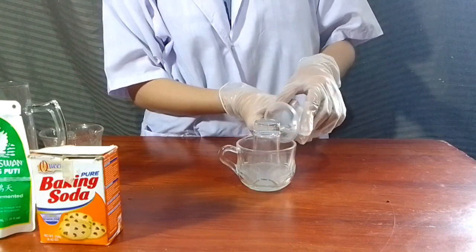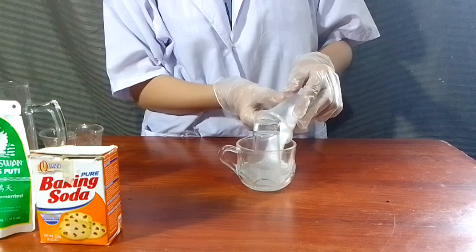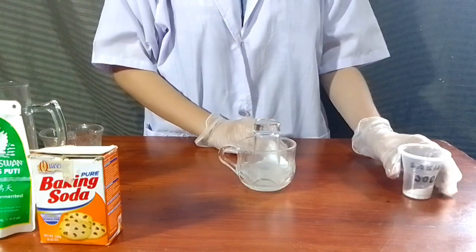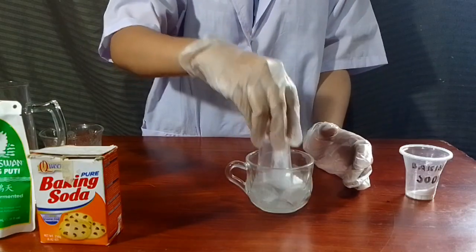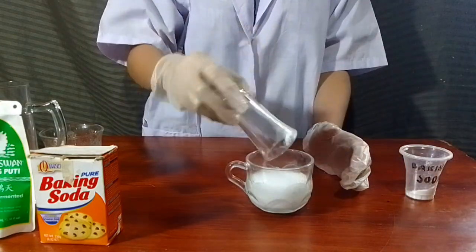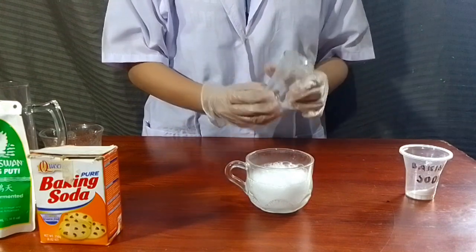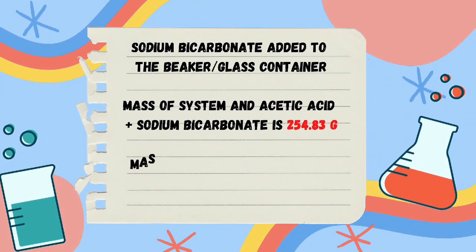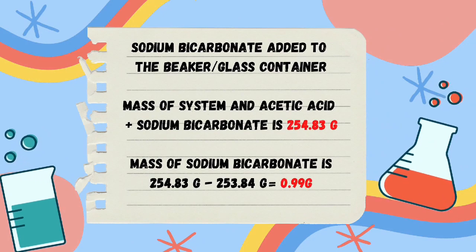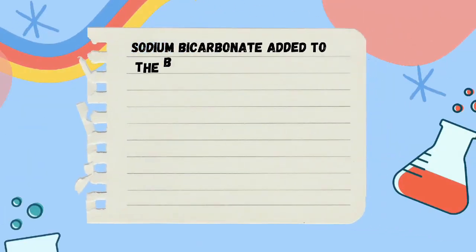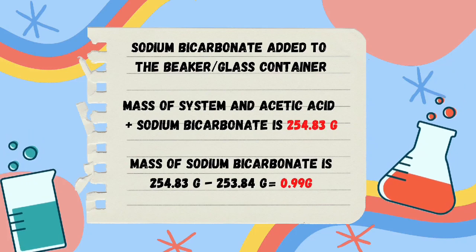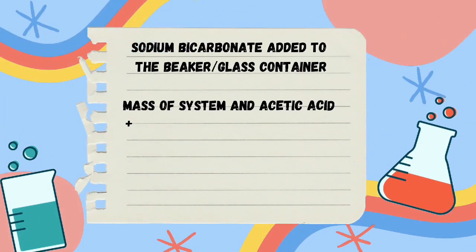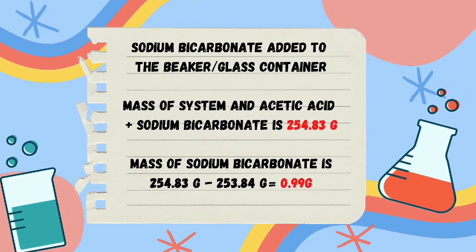Now, let us put the sodium bicarbonate or the baking soda into the glass container. Adding sodium bicarbonate into the system will result in an increase of mass to 254.83 grams. In order for us to get the mass of sodium bicarbonate, we need to subtract 253.84 grams from 254.83 grams. Thus, the mass of our sodium bicarbonate is 0.99 grams.